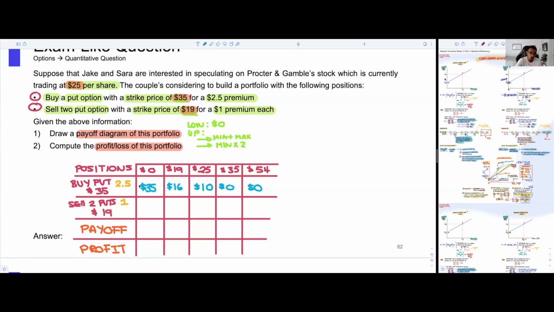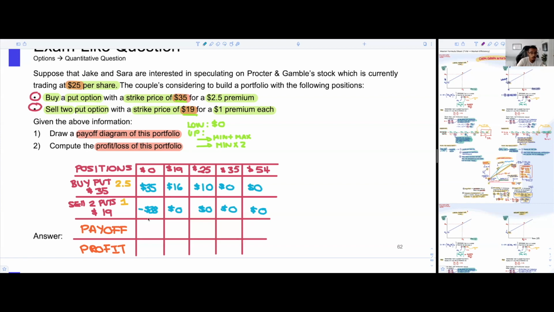So the difference between the two is 19. That multiplied by 2 is 38. So you're gonna have to put a minus in front of that. So we have minus 38. Now, if it's trading at $0, your payoff would be 0. And at this point, the rest is, of course, easy to understand.